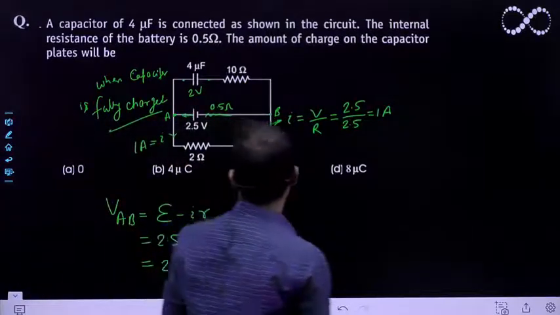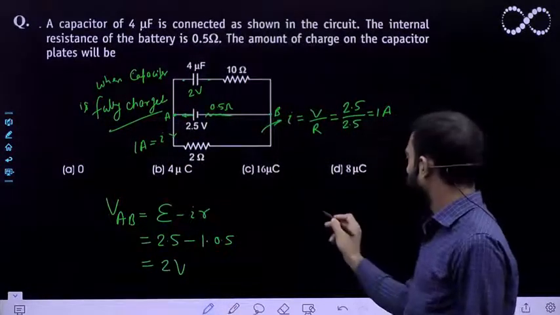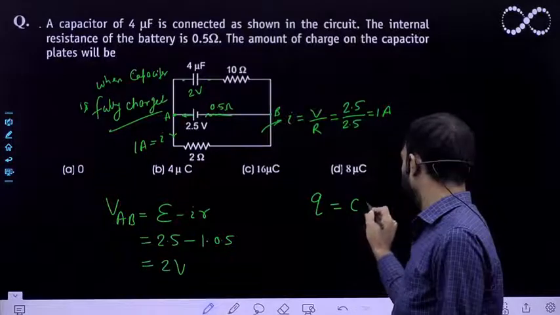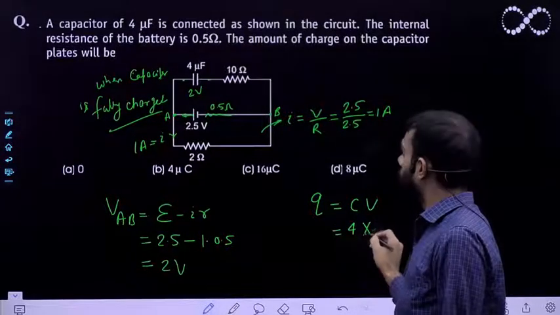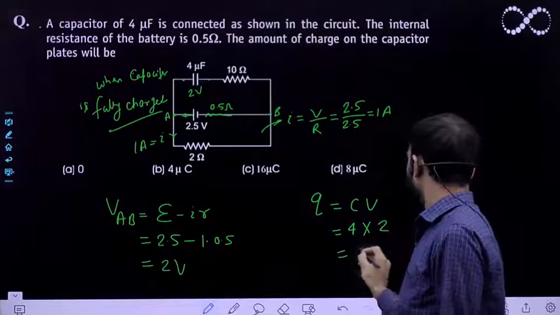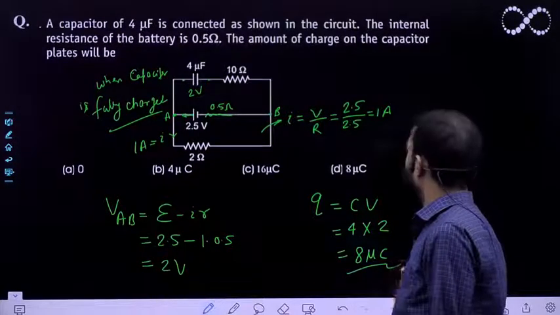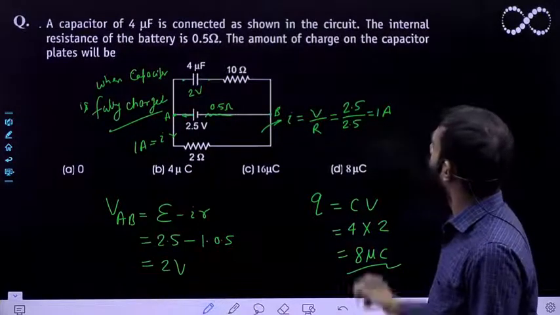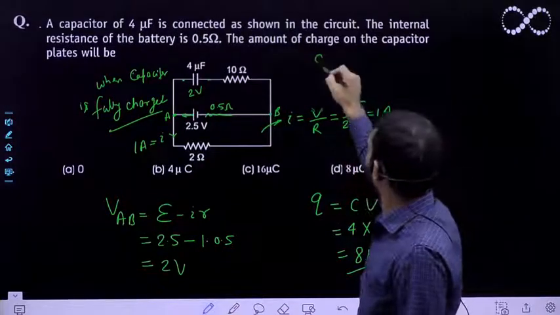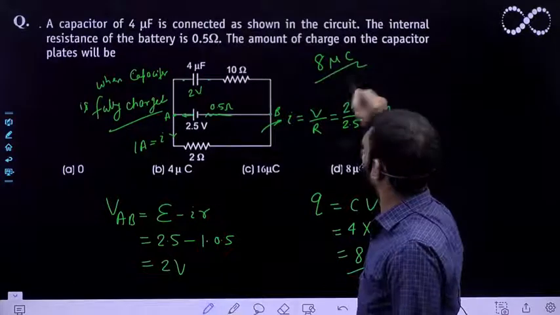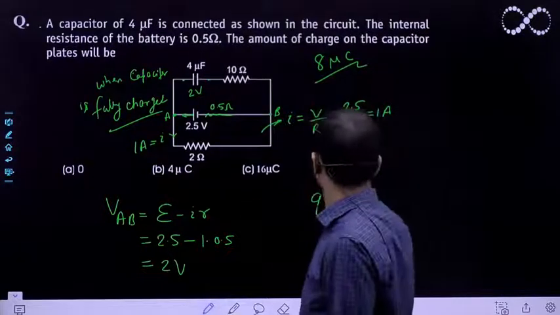I can now use the formula for the charge on a capacitor, Q is equal to C into V. The capacitance is 4 and the voltage is 2, so that will become 8 microcoulomb. See which option is there. The amount of charge on the capacitor will be 8 microcoulomb. There is no such option, so 8 microcoulomb is the answer. So the option is C, D, right?